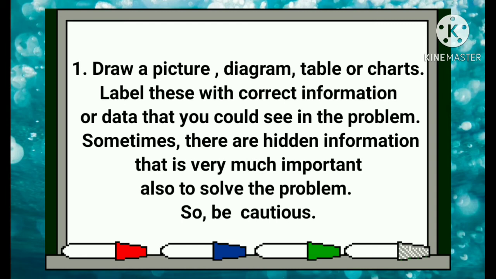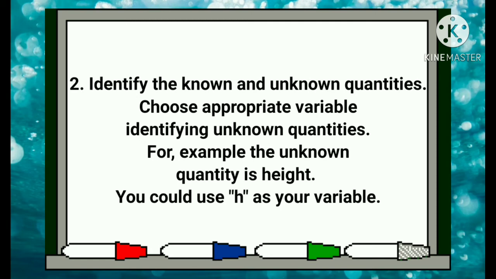Sometimes there is hidden information that is also very important to solve the problem. So, be cautious. Number 2, identify the known and unknown quantities. Choose an appropriate variable for identifying unknown quantities. For example, if the unknown quantity is height, you could use h as your variable.